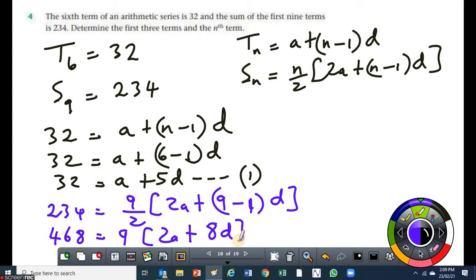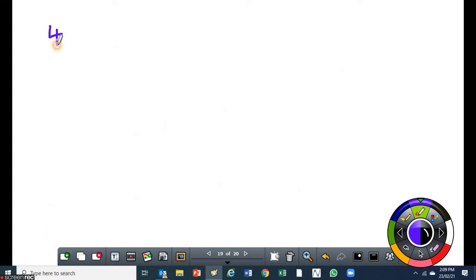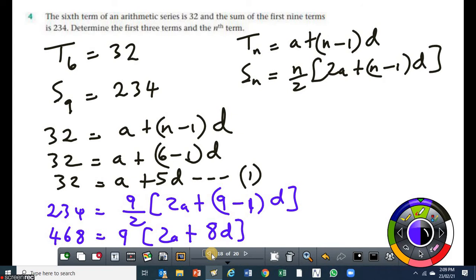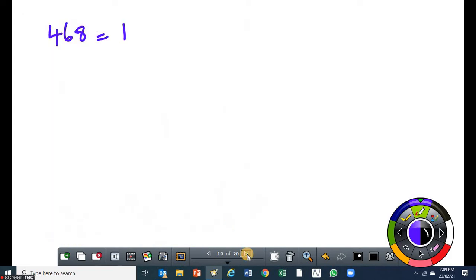Yeah. So 468 is going to be equal to 18a plus 72d. 468, that's what I'm going to write on the next page. 468 is equal to 18a plus 72d. So this will be equation 2.